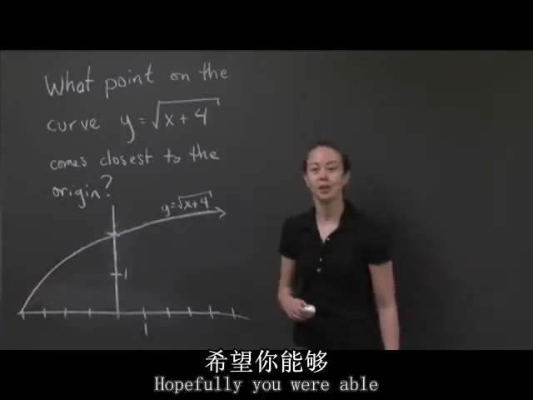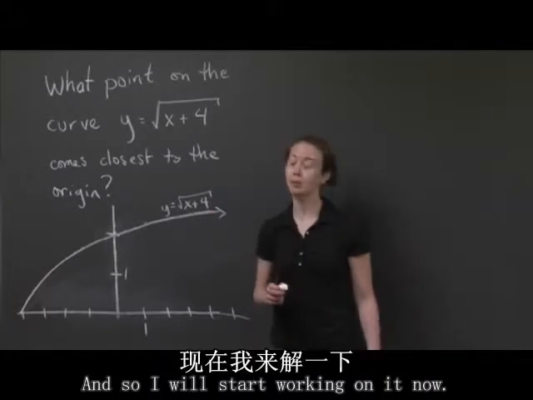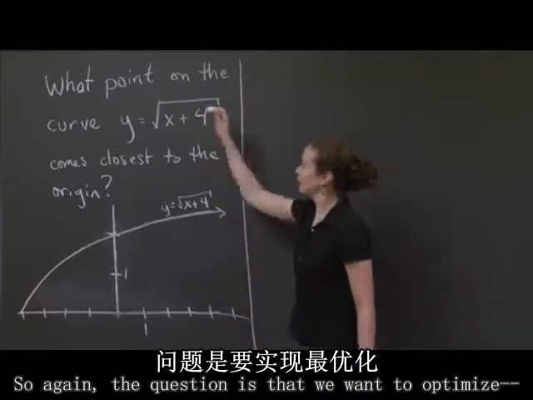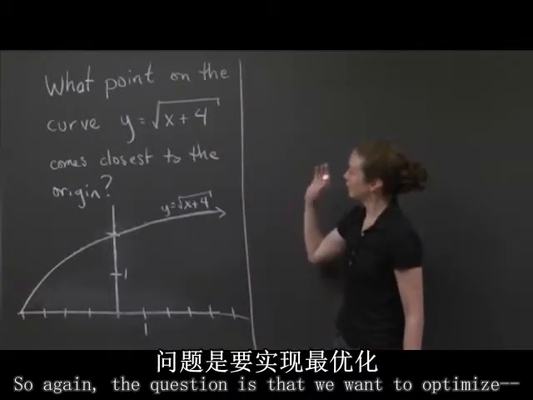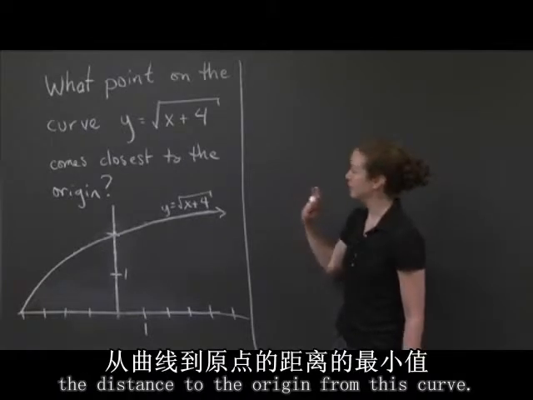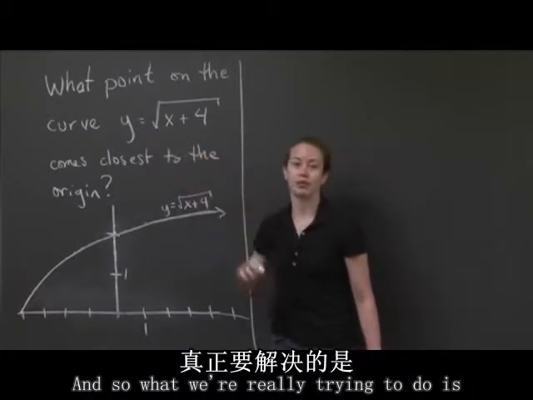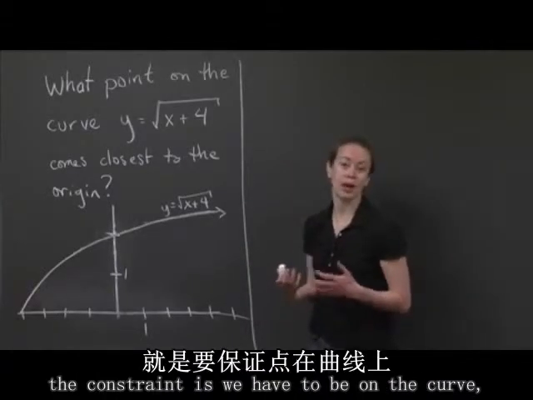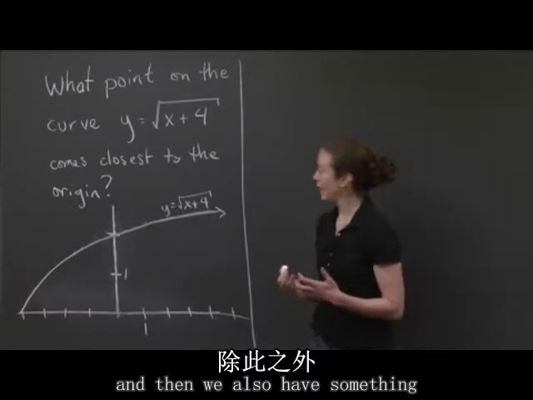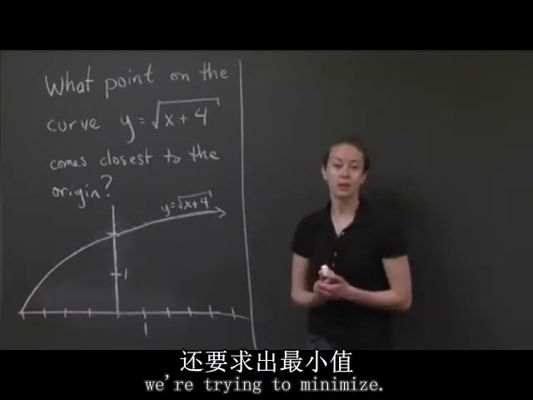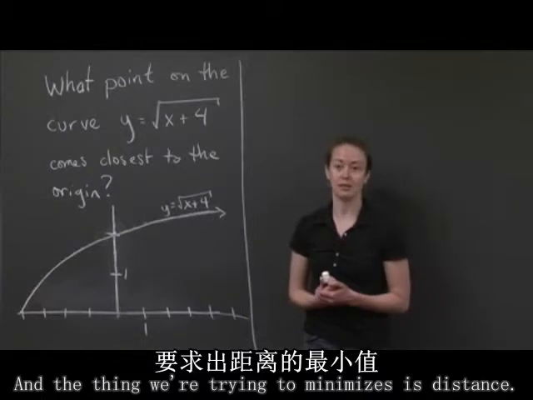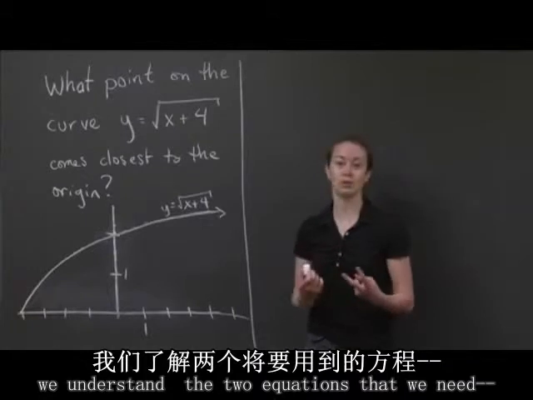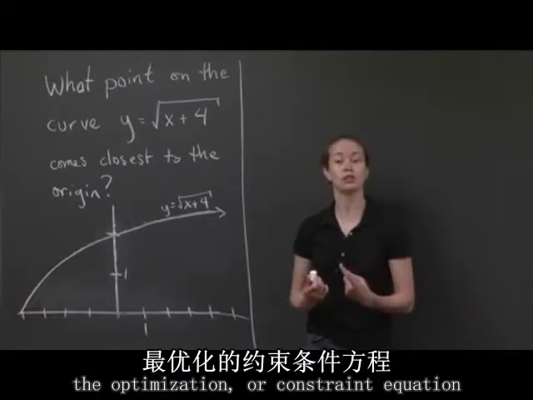Welcome back. Hopefully you were able to get pretty far into this problem, and so I will start working on it now. The question is that we want to optimize, in this case minimize, distance to the origin from this curve. We have a constraint: we have to be on the curve. And then we have something we're trying to minimize, and that is distance. So we have to make sure we understand the two equations that we need, the constraint equation and the optimizing equation.